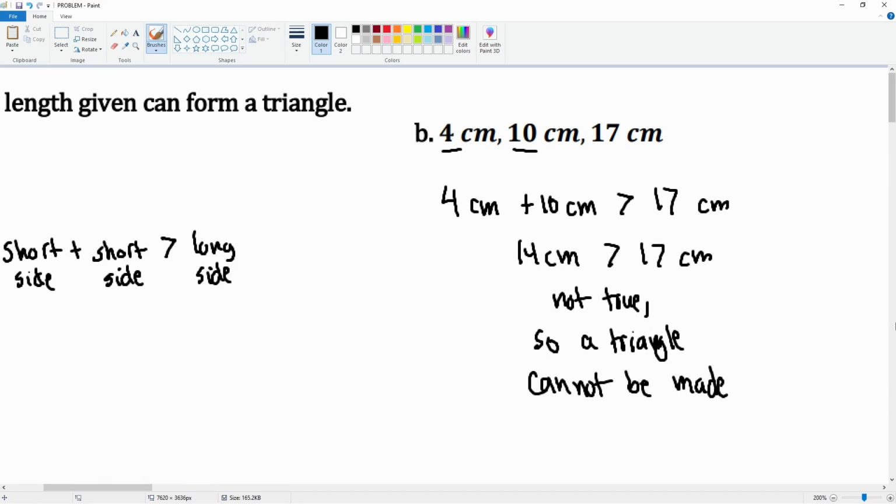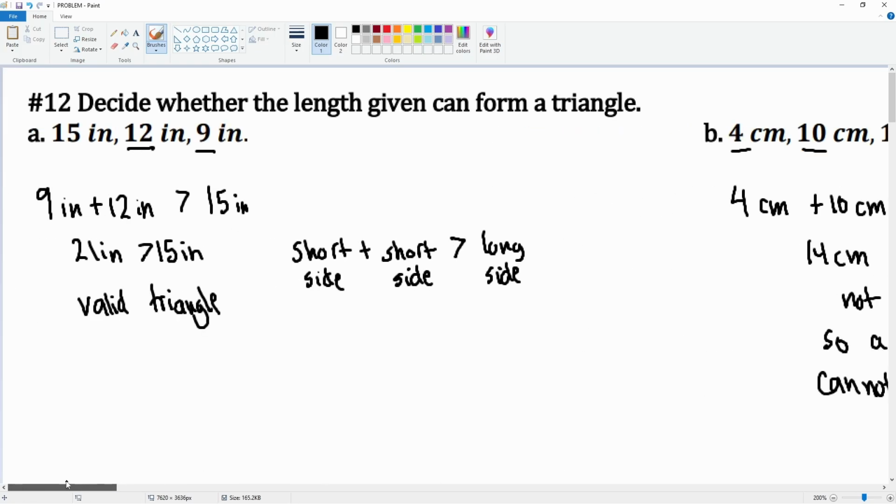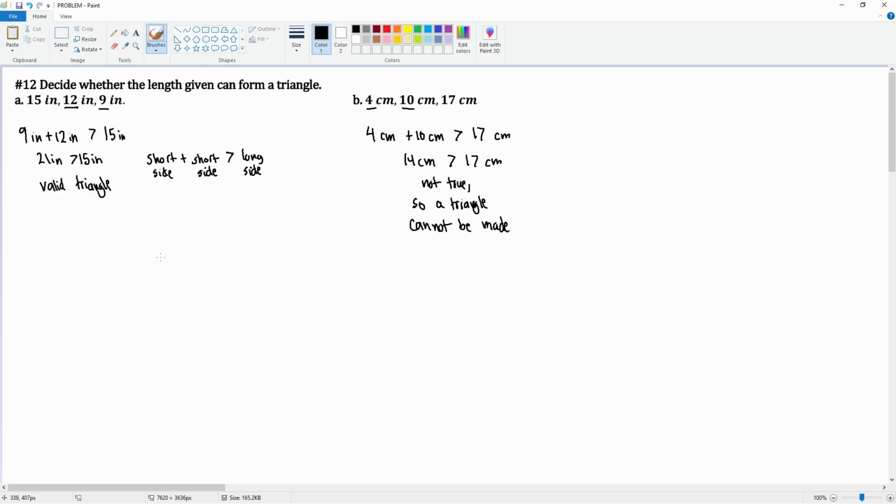All right, there you go. That is how you can determine whether a triangle can or cannot be made. Short plus short side has to be greater than its longest side.